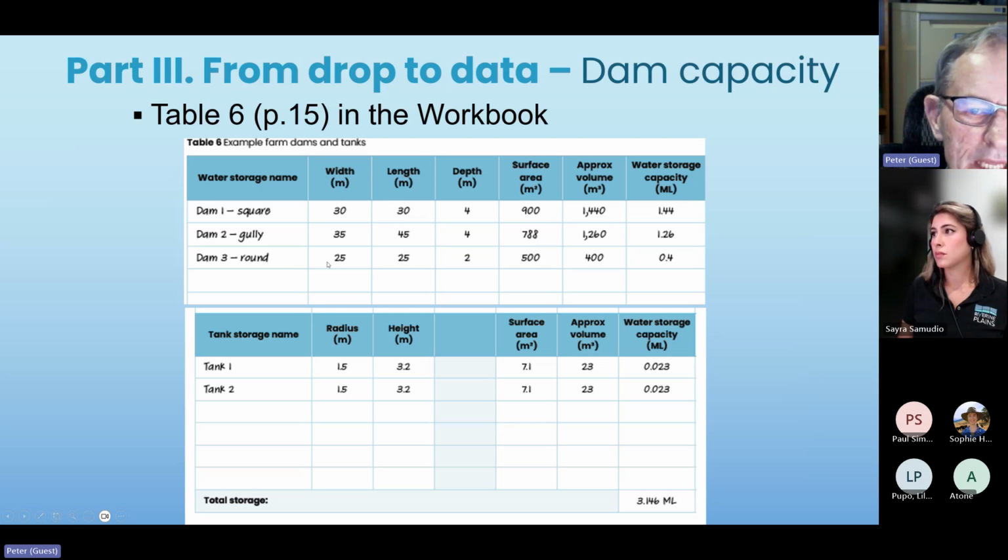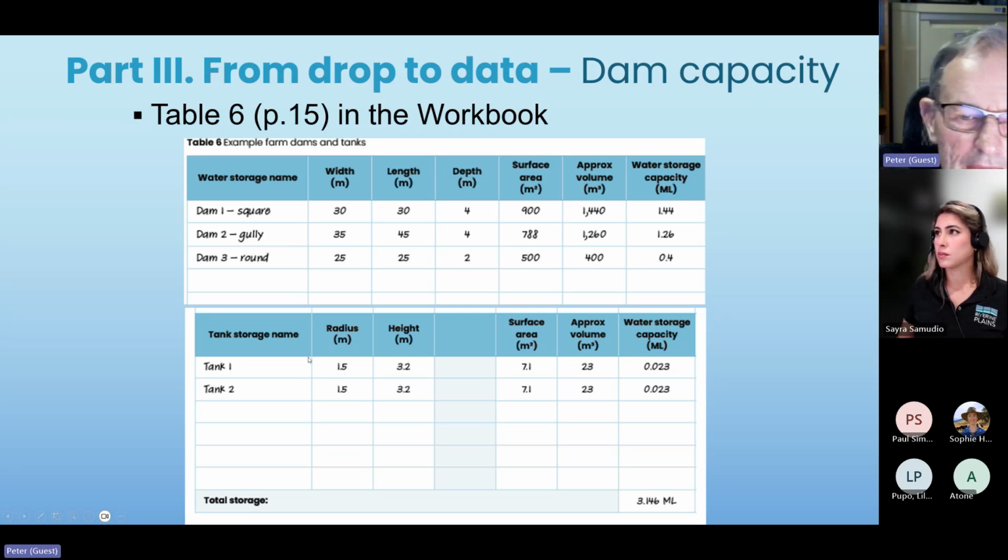And with the round dam, the dimensions are the same. The width and the length are both 25 metres. So we multiply those together times 0.8 and we get a surface area of 500 square metres. Then we multiply that by our depth, which in this case is 2 times 0.4, and we get the volume of 400 cubic metres or 0.4 megalitres.